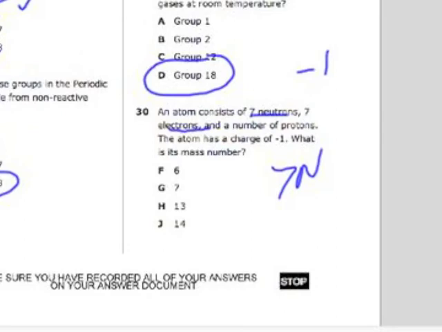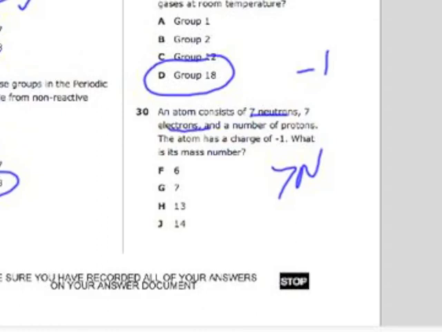So wouldn't it have 6 protons? You were so close. You can't lose or gain protons. Remember, they never change. Oh, so it has 7 protons? Okay, well, first of all, it has 7 neutrons, right? So it was, let me go back to it.